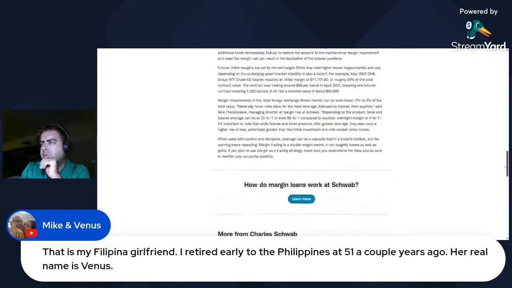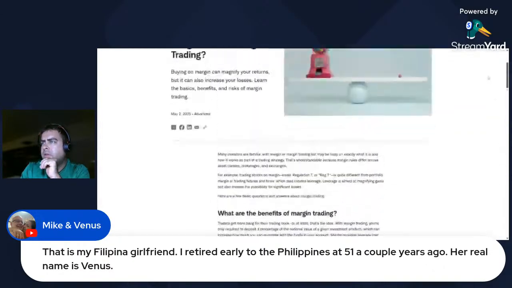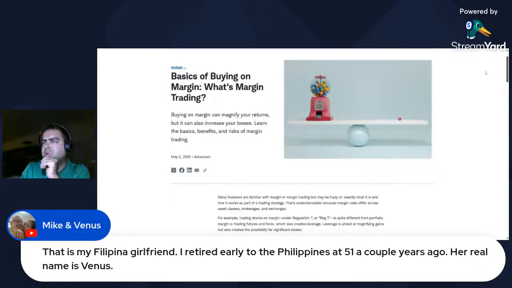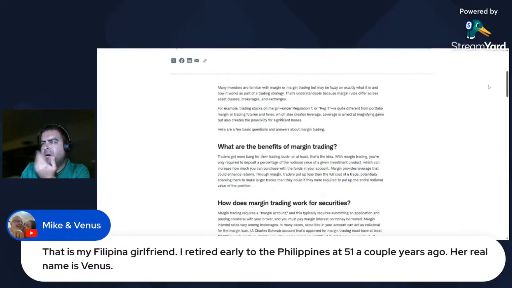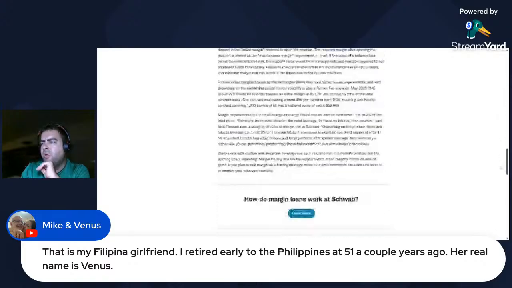Forex, we don't care about. That's a little too advanced for us right now. This is just a basic margin class right now. Okay, so I think that laid it out pretty well.